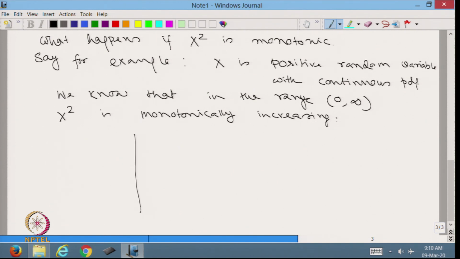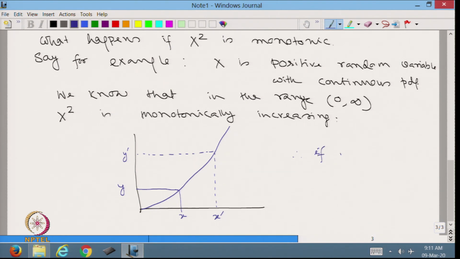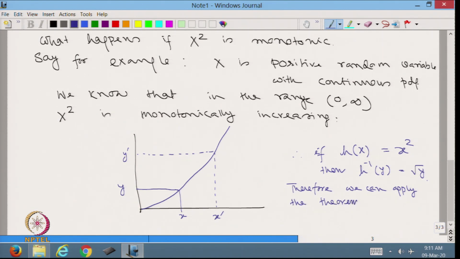So, if this is the graph, x square is monotonically increasing. Therefore, given any x, we can find y uniquely, and conversely if given any y prime say, we can get the corresponding x prime uniquely. Therefore, if h x is equal to x square, then h inverse of y is equal to root over y. Therefore, we can apply the theorem directly.